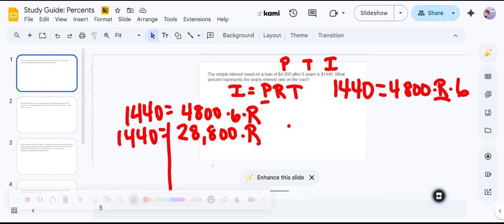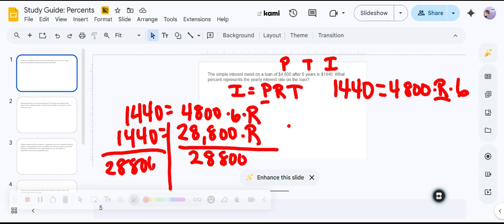I need to get R by itself. Undo your multiplication. And I'm going to do 1,440 divided by 28,800. And that gets me 0.05 is R, but they said what percent?